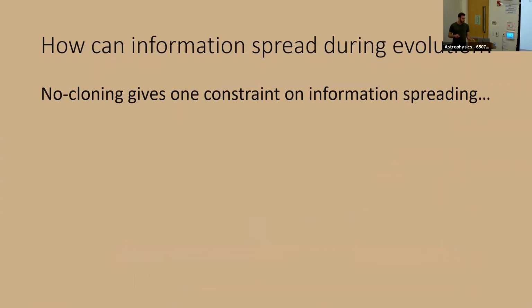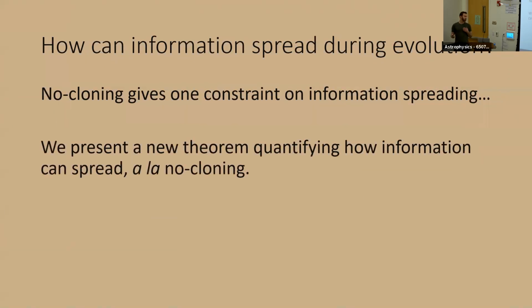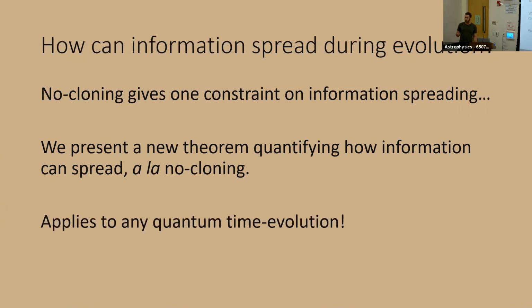And I'm going to be talking about a new result that gives another sort of constraint. So I'm going to be talking about a new theorem that quantifies how information can spread. And it's sort of in the spirit of no cloning, but it's a generalization in a sense. So this will apply to any quantum time evolution. So in that sense, it's very general. And I'll mention several examples later on.